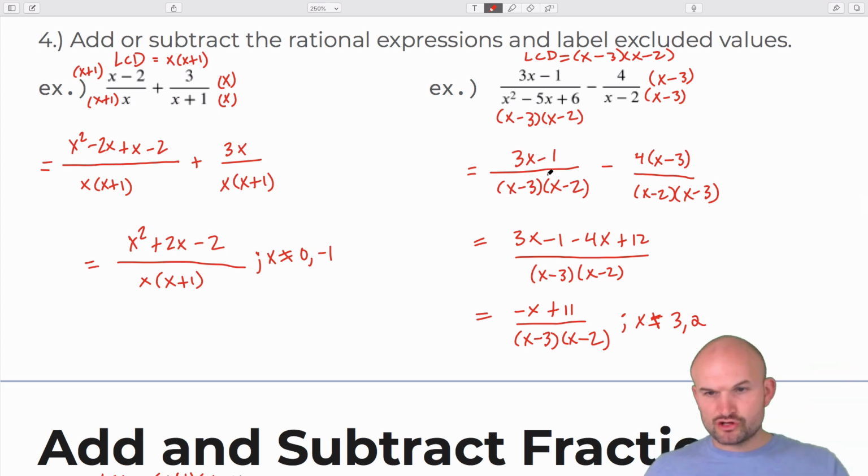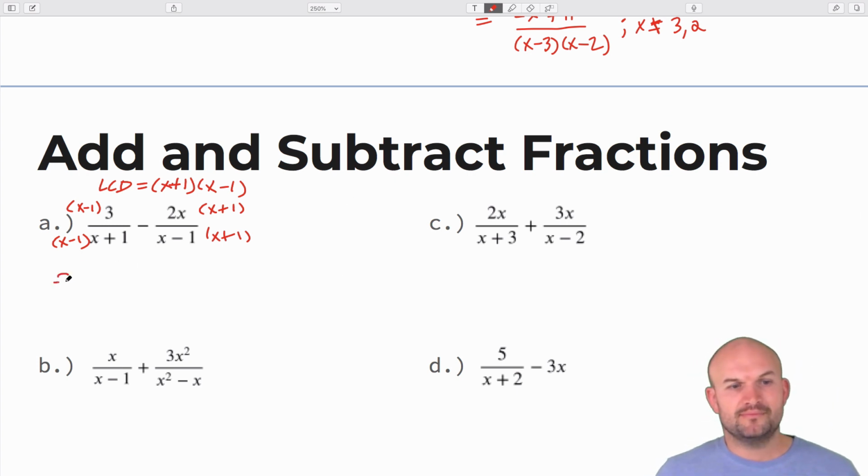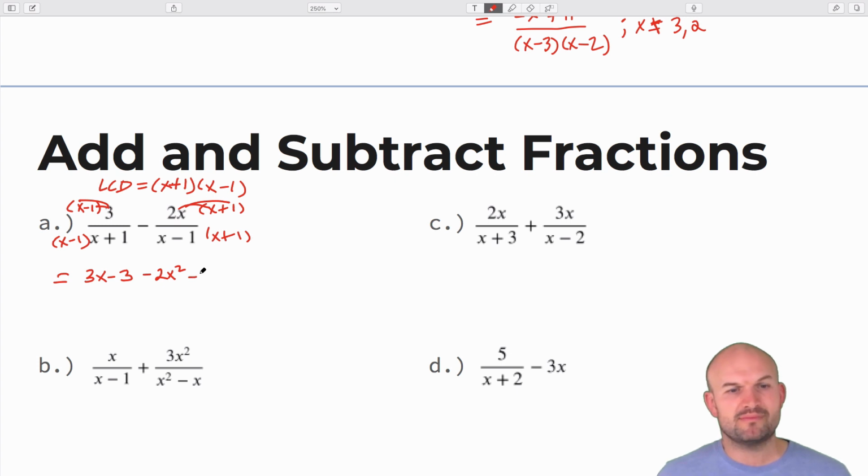So I did this for instructional purposes for my students and for you, but to save myself time and space, I'm just going to multiply these and then put them under the same denominator because that's what's going to happen anyways. Just make sure you distribute here and you distribute here. So therefore, I'm going to have 3x minus 3 minus, that's going to be a 2x squared. And then again, remember, you're distributing the negative 2x plus 1, so that's going to be minus a 2x. And that's going to be all over x plus 1, x minus 1.